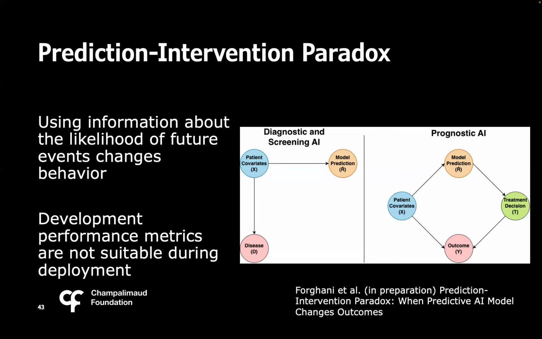And this is where the prediction of the model can have an effect on the treatment decision, and thus the outcome. So what this entails is that once you have retrospective data that you use to train this model, once you deploy it, you have this coming in, and all of a sudden, your performance metrics might be affected.